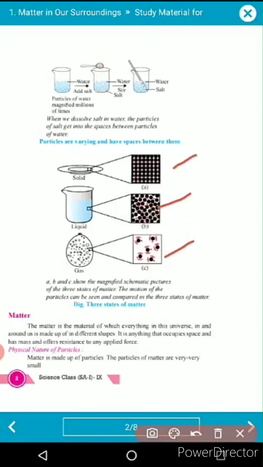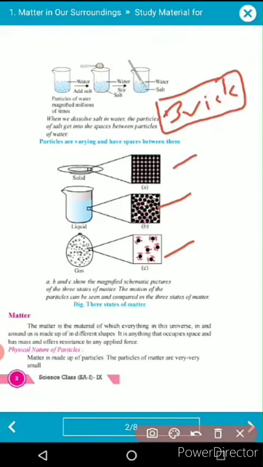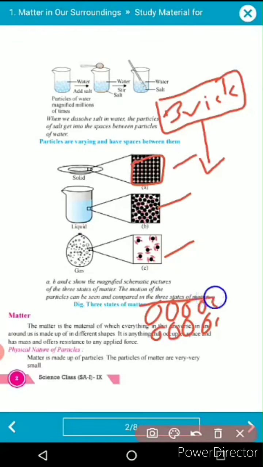As you all know, in a solid, for example a brick, the brick is a solid material. When I use a microscope to see the structure of the brick, all the tiny atoms in the brick are very closely attached, very tightly packed to each other. So in solid substances, the particles of matter are very closely spaced.